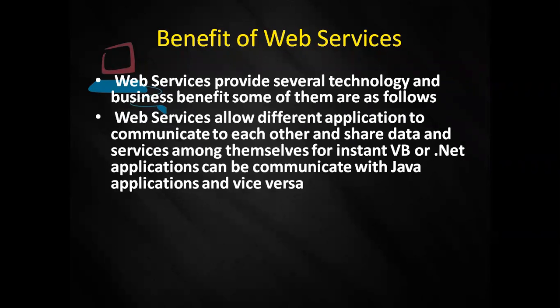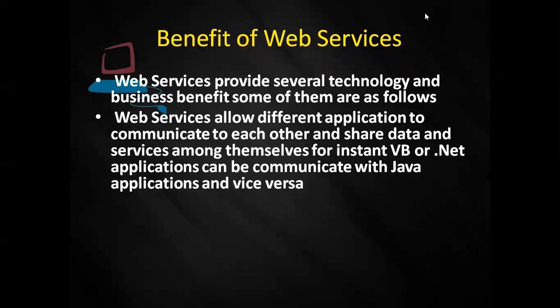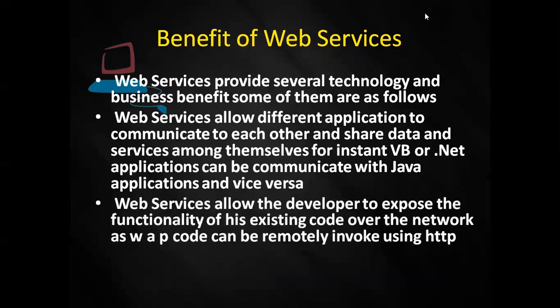So what does a web service allow us? It allows different applications to communicate with each other. For example, we are using WhatsApp, and through WhatsApp to WhatsApp we are communicating. Also we are using Zoom for communication. So different applications are there which, with the help of the internet, communicate with each other. So this is the benefit of web services.